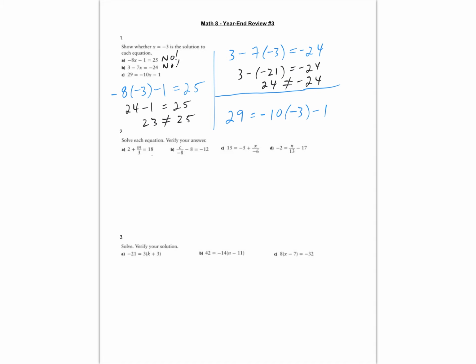Geez, what about the last one here? Okay, so -10 times -3, the signs are the same, so it's positive. So this is going to be 30 minus 1. Okay, 29 on this side. So yes, 30 minus 1 equals 29. So this one does work.